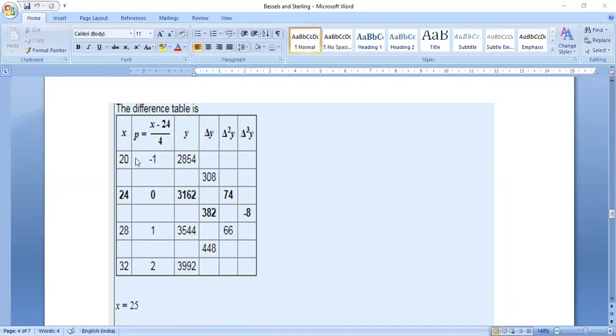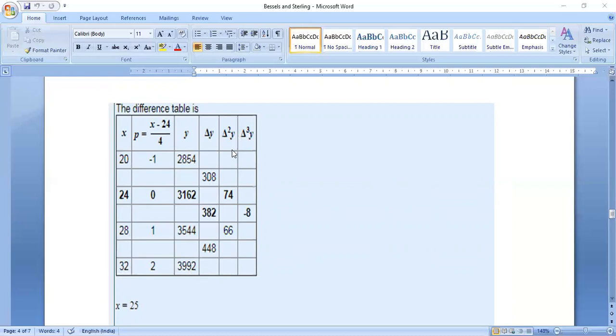So if x is equal to 20, the p value becomes minus 1. If x is equal to 24, the p value becomes 0. If x is equal to 28, p value is equal to 1. And if x is equal to 32, p value is equal to 2. And next we are going to find the delta y. Delta y has been found from 3162 minus 2854, which is equal to 308. And the second value has been found from 3544 minus 3162, which is equal to 382. Similarly, we can find all these values.